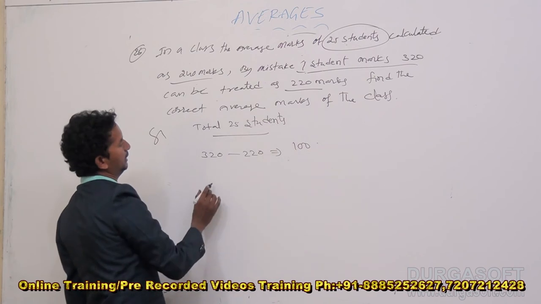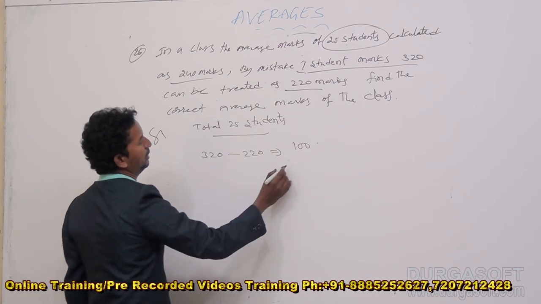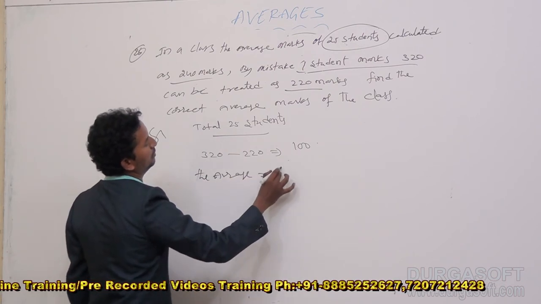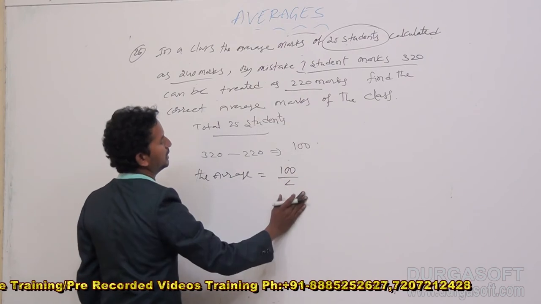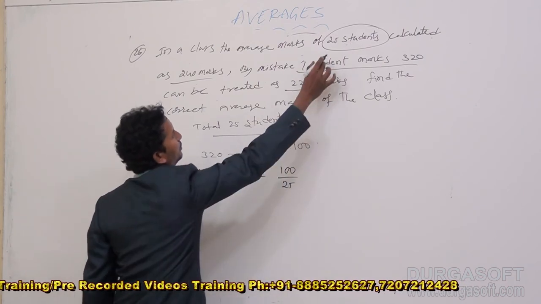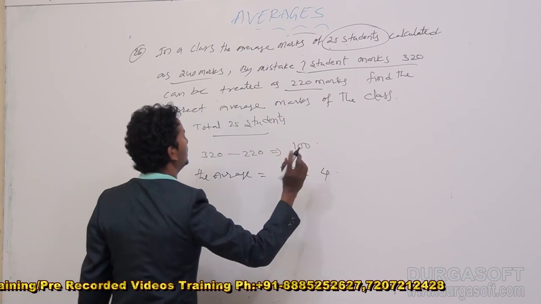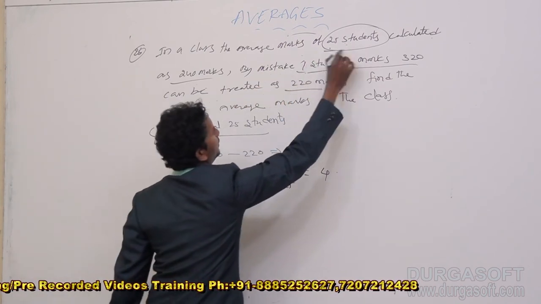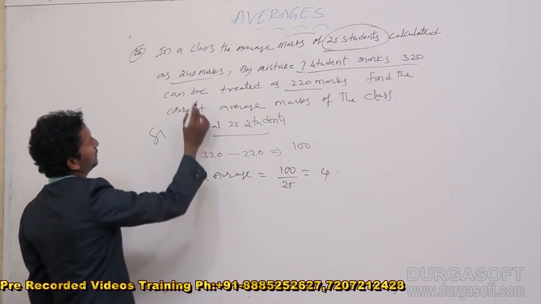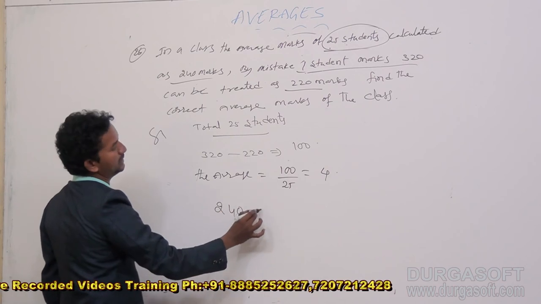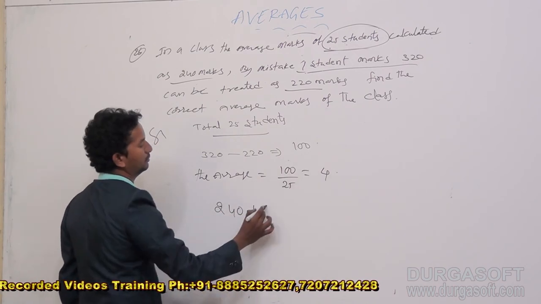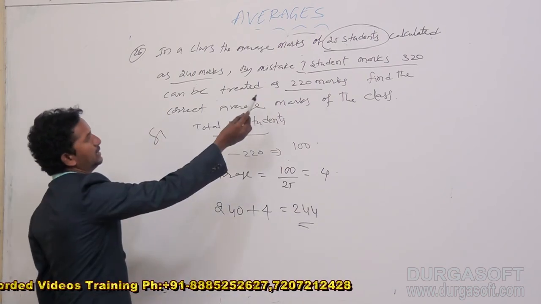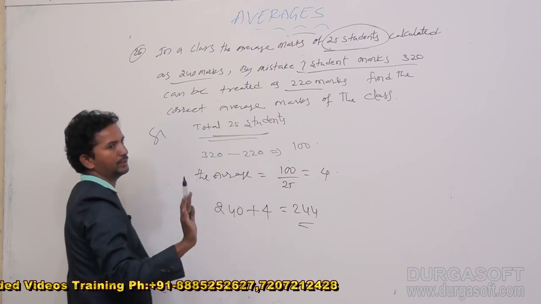The average is equal to 100 divided by the number of students, 25. The average is 4. According to this, total 25 students are there. Actually 240 plus this average 4 is equal to 244.